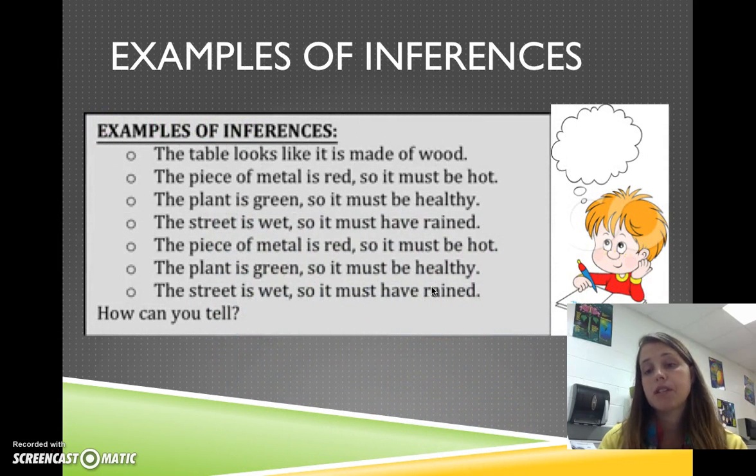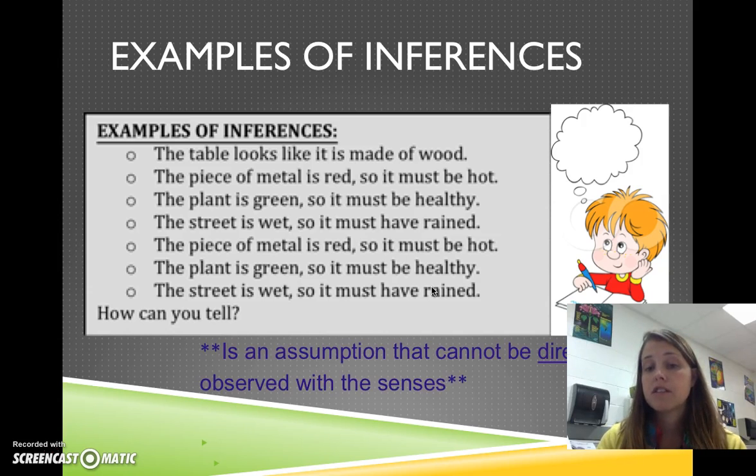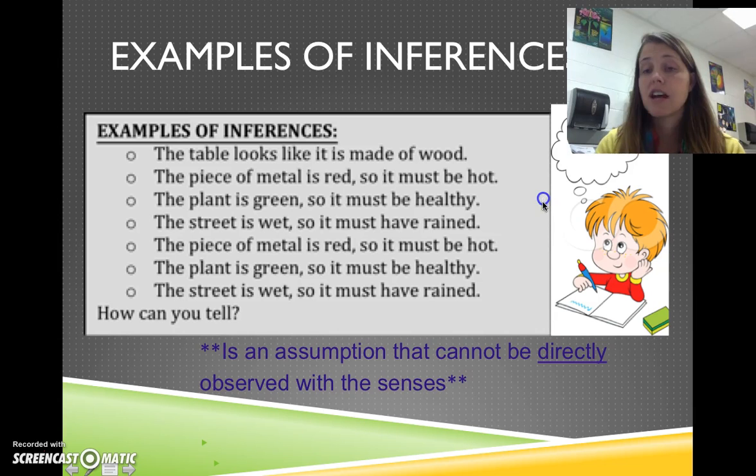Some examples of inferences would be: the table looks like it's made of wood, the piece of metal is red so it must be hot, the plant is green so it must be healthy, the street is wet so it must have rained. Okay, so how can you tell if it's an inference? Well, it's an assumption that was not directly observed with the senses. Just because a plant is green does not necessarily mean that it's healthy. It could be a lot of reasons why it's green.